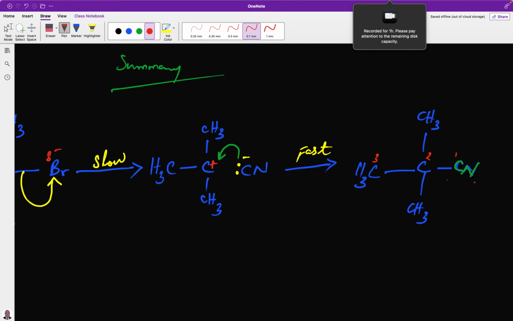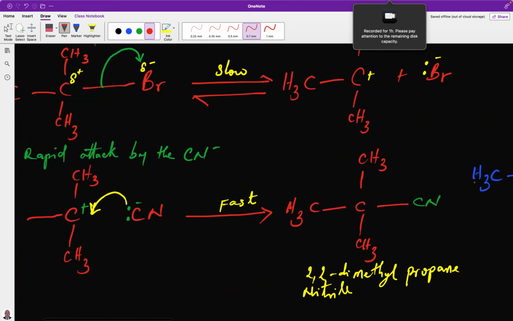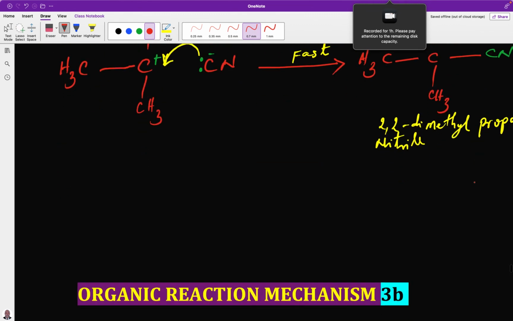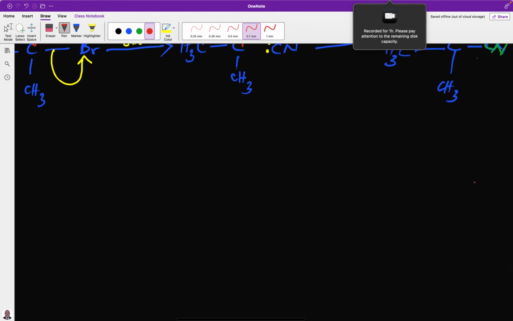Now, our learners, I want you to have some tips on this SN1 mechanism. Some tips on this SN1 mechanism I would like you to understand. The first one is, tips to remember.